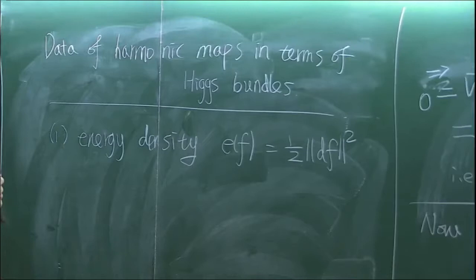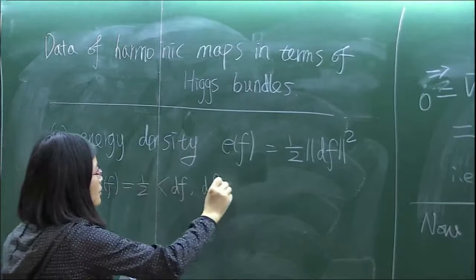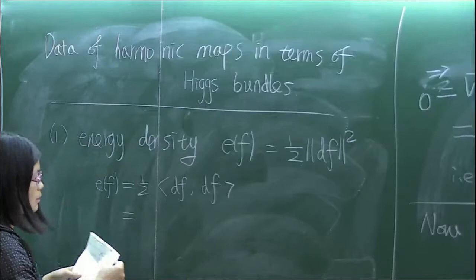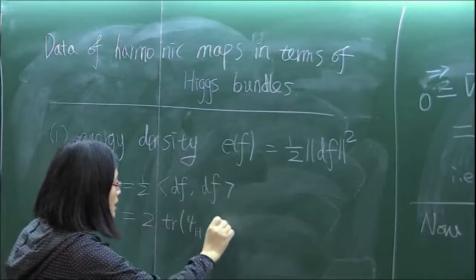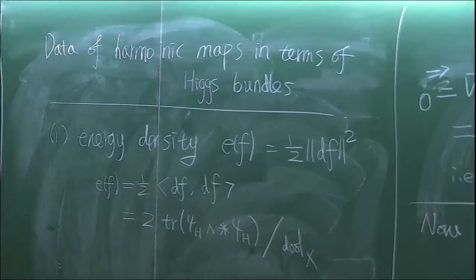So we can write e(F) is 1/2 of |DF|^2. So it's also equal to 2 of trace of psi_H wedge psi_H star, quotienting the background volume form. So this is a two form, we are quotienting a two form.